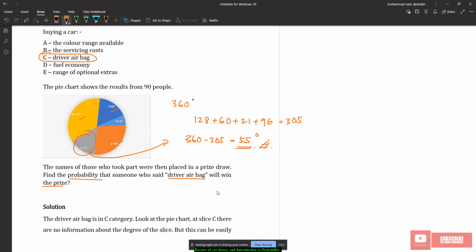So how did we get this 55 degrees? Remember how we construct a pie chart? We construct a pie chart: 360 equal to 55, this is 90. We want to find X. Right. This is how we got the degree for C. Remember? So how do we solve this one? Can you solve it again? Can you calculate for me? What is the value of X?